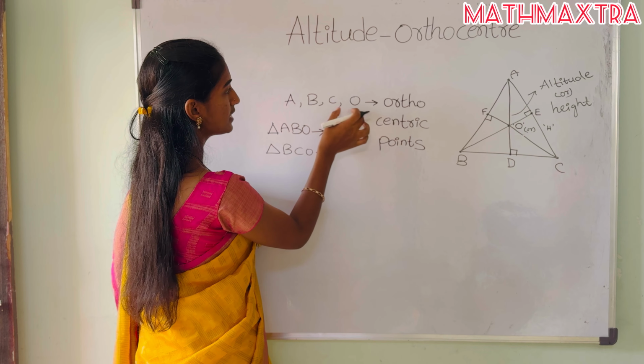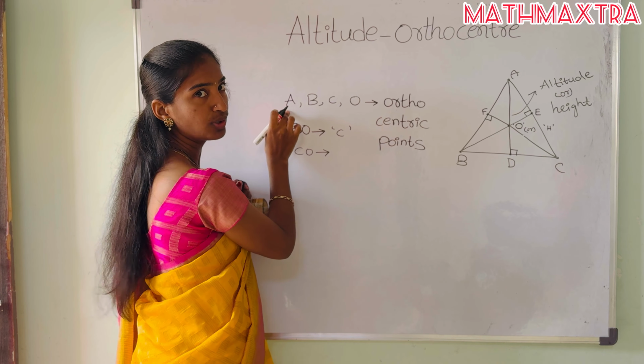The orthocenter for triangle BCO is the fourth point, which is nothing but A. And for triangle ACO, the orthocenter is nothing but B. So in this way, for the triangle formed by any of these 3 points, the orthocenter of that triangle will always be the fourth point. This point is very important while solving the theoretical questions.